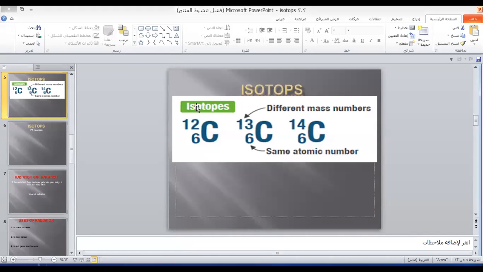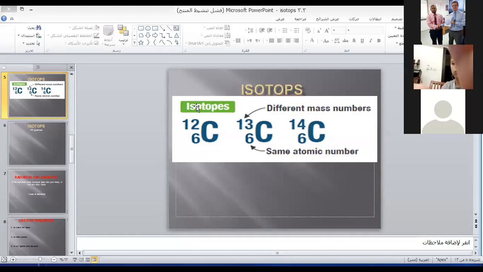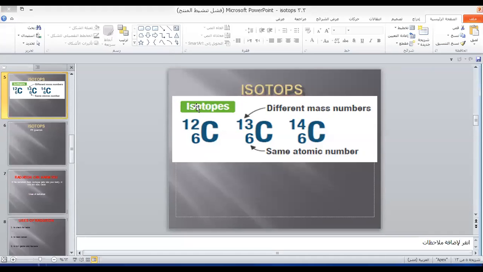Jasser, can you define isotope? Isotope is a type of element that has the same number of protons but a different neutron number. Yes, the same number of protons but a different neutron number. Must be the same element. Clear? Must be the same element.